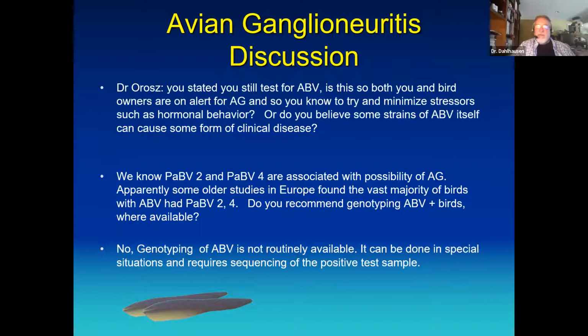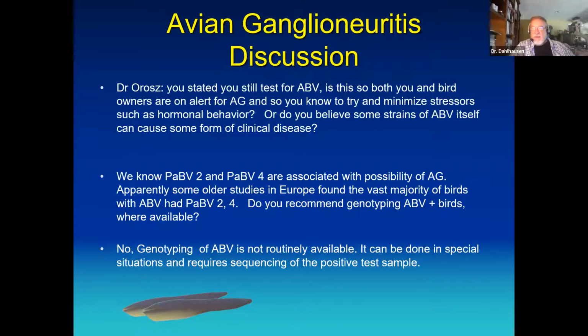And getting back to the strain of Bornavirus, I think this virus does travel up through these nerves, and in doing so can expose these ganglioside proteins. So I don't think it's really important to know whether you're dealing with PaBV-2 or 4. I think we just need to know the bird has Bornavirus itself.